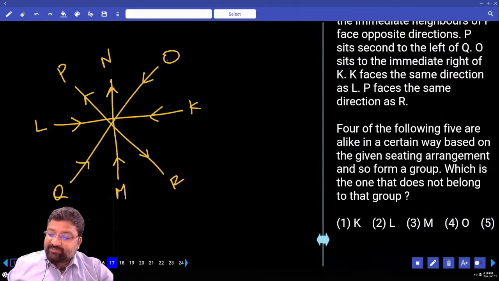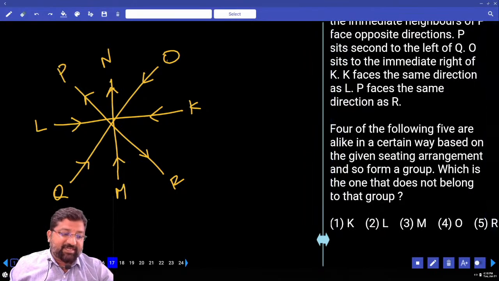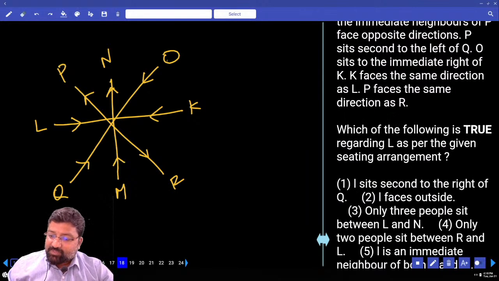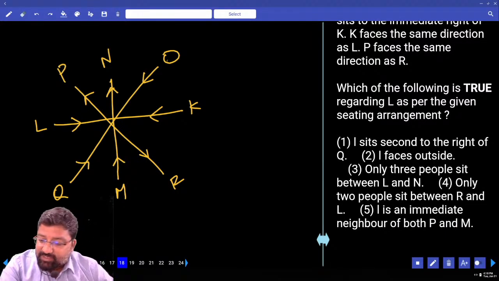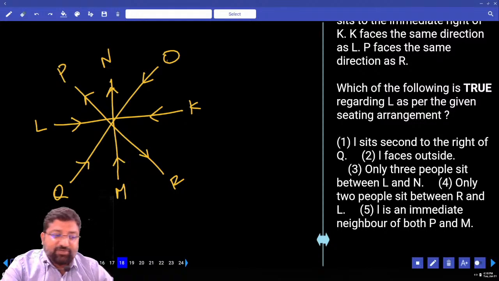4 out of the following 5 are alike in a certain way. Compulsory, inside, outside. K, L, M, O. K is inside, L is inside, M is inside, O is also inside. R is outside. Which of the following is true regarding L as per the given arrangement? First one, I sits second to the right of Q. Is I sitting second to the right of Q?